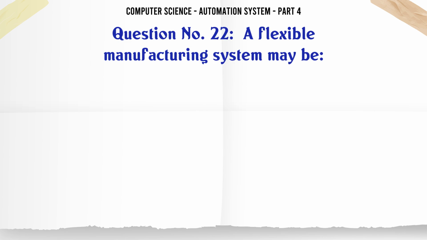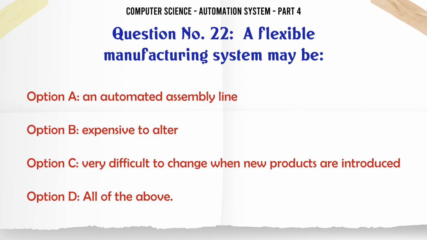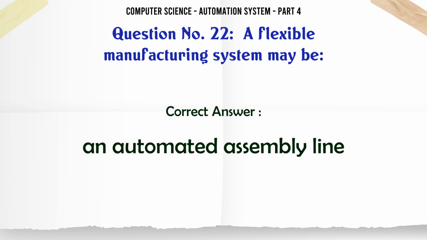A flexible manufacturing system may be A. an automated assembly line, B. expensive to alter, C. very difficult to change when new products are introduced, D. all of the above. The correct answer is an automated assembly line.